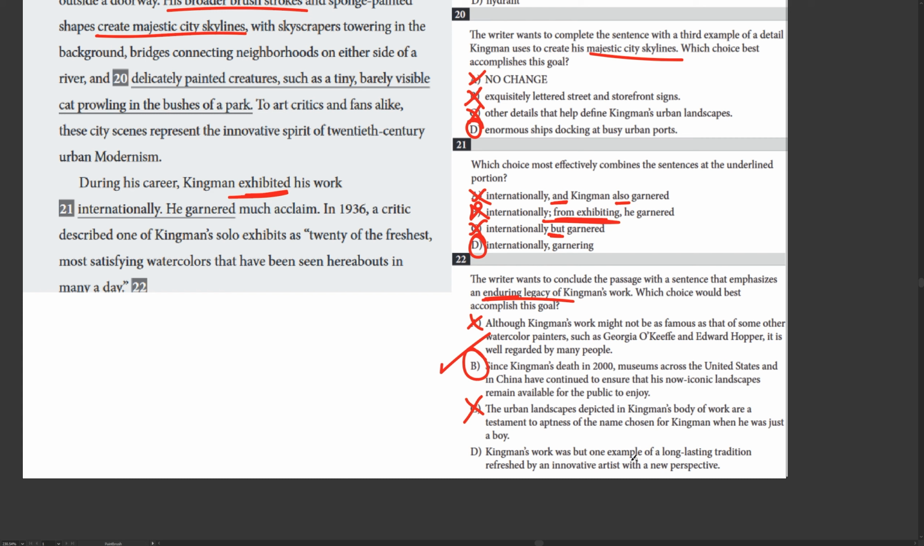This is the second passage of the writing language section of the SAT Blue Book, I believe.